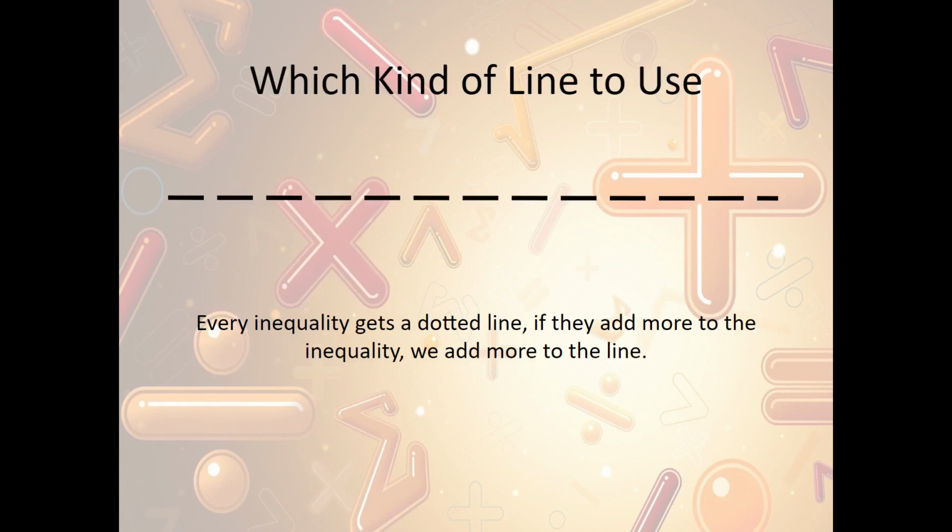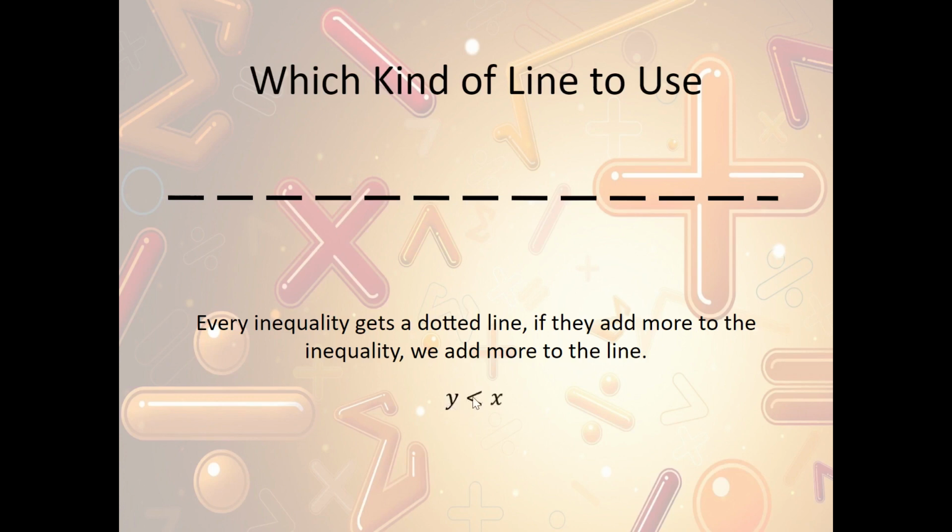The other part is what kind of line to use. Similar to before where we talked about the open circle versus closed circle, same thing here. Every inequality gets a dotted line or an open line. Notice here, it's open because there are little spaces in between. So every inequality gets an open line or a dotted line. If they add more to the inequality, we do too, meaning if they add the bar underneath, then we're going to add to it and make it a solid line.